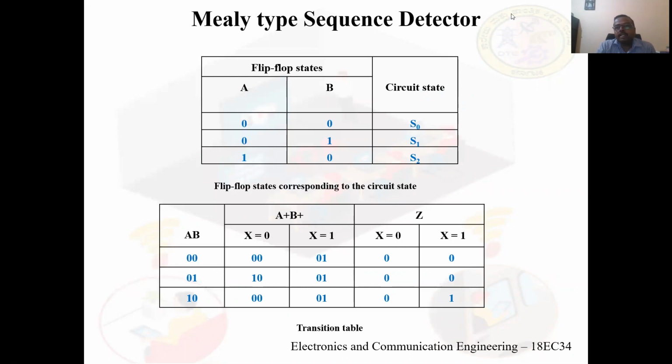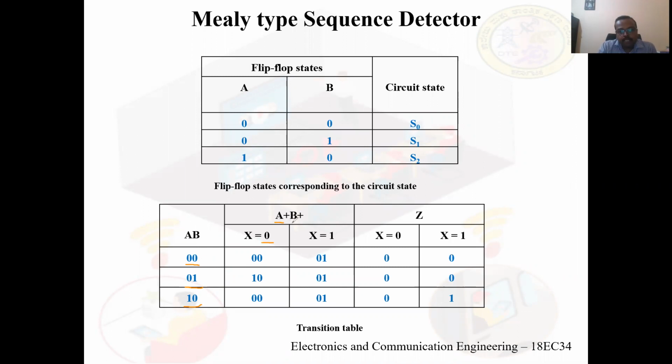Now just by looking at this diagram, this is AB values 0, 0, 0, 1, and 1, 0. We don't have 1, 1, right? A1 and B1. We have only 3 states, S0, S1, and S2. So for 1, 1, we write it as D. D stands for don't care condition or don't care term, right? So when X is 0, right?